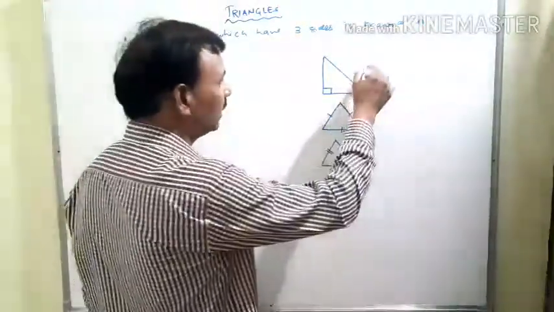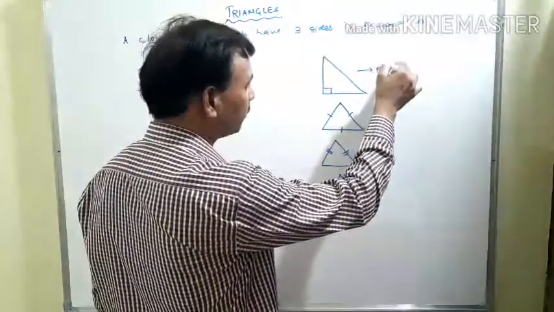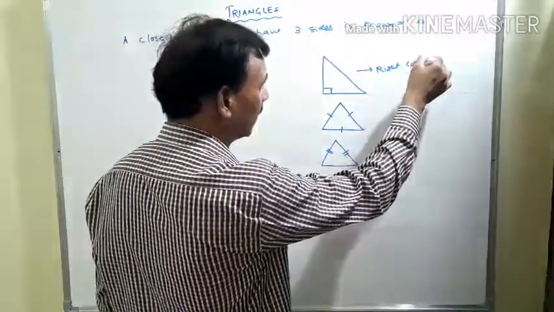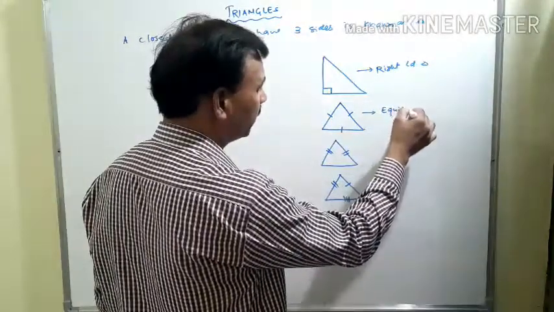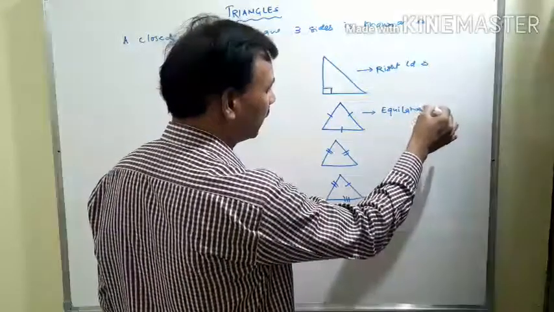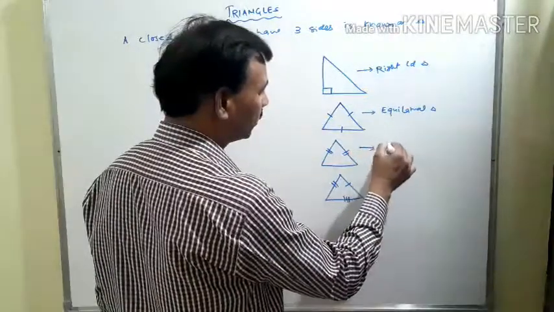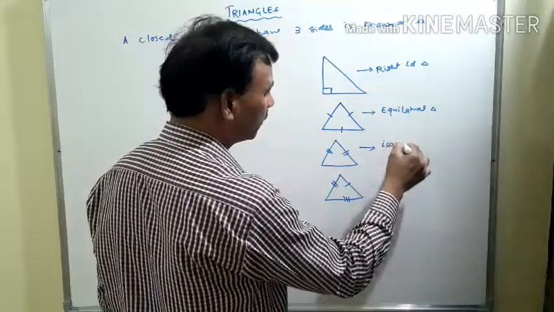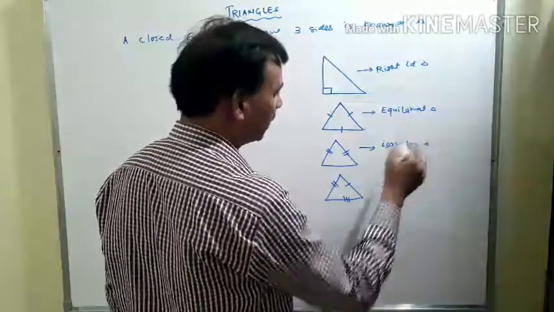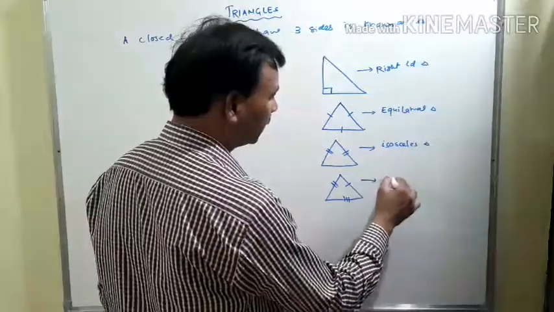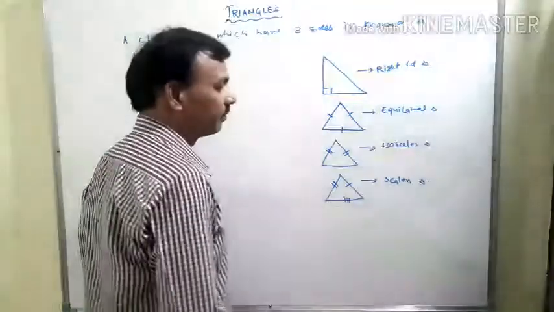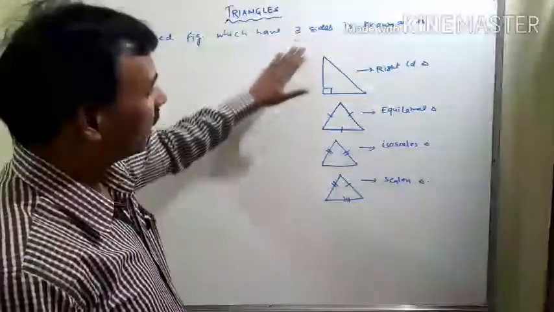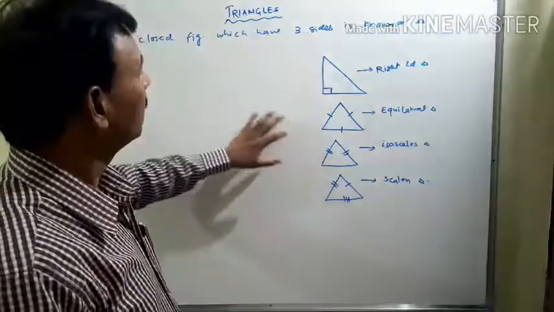That means this is the right angle triangle. This is the equilateral triangle. This is the isosceles triangle, and this is the scalene triangle. There are four types of triangles.